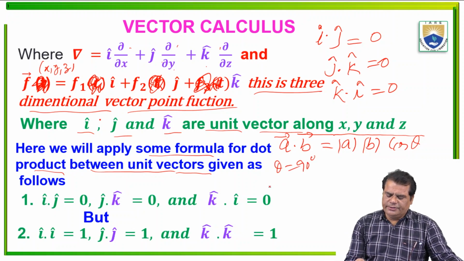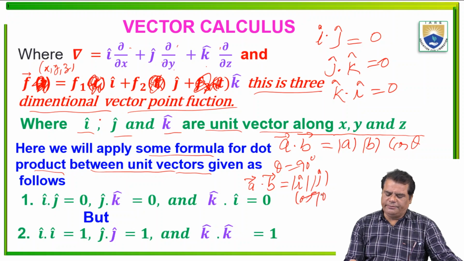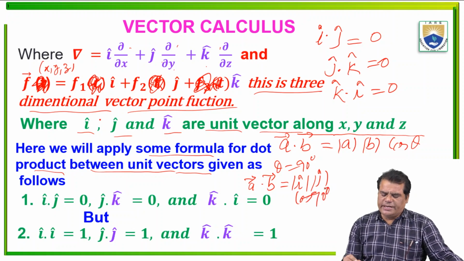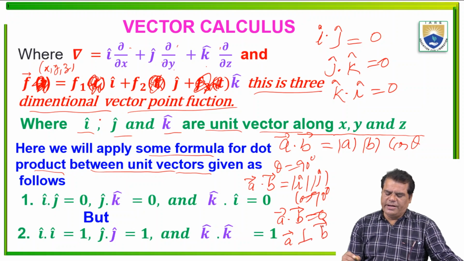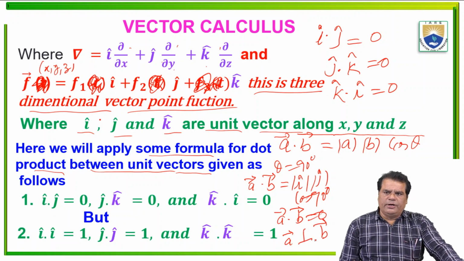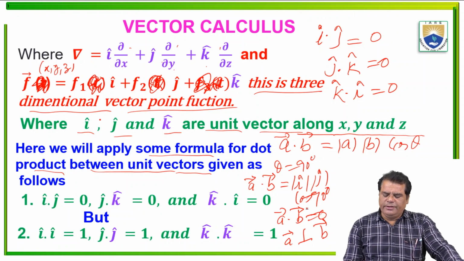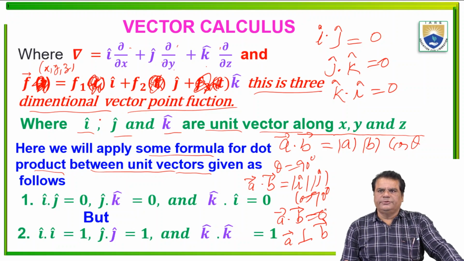Theta is 90. So A vector dot B vector equals mod A, mod B into cos of 90. Cos 90 is 0, so A dot B equals 0. If vector A is perpendicular to vector B, then the dot product between A and B is equal to 0.